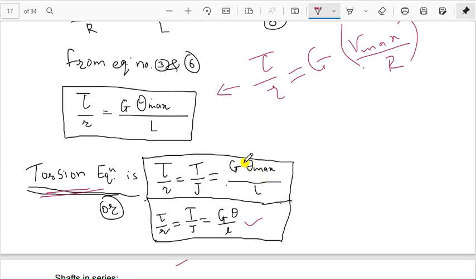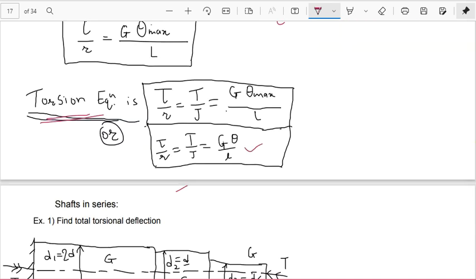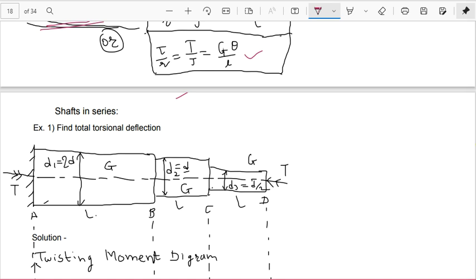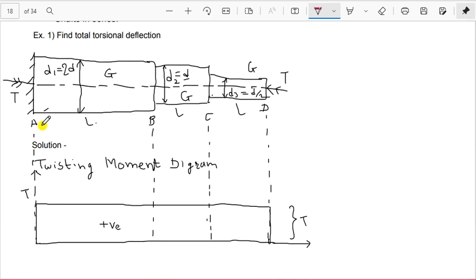So that we can write in both this way. Look at the shafts in series. This is an example. Let us consider a shaft having different diameters but the same length, even though it doesn't look of a similar length, it is given of the same length and the same G for all three diameters.